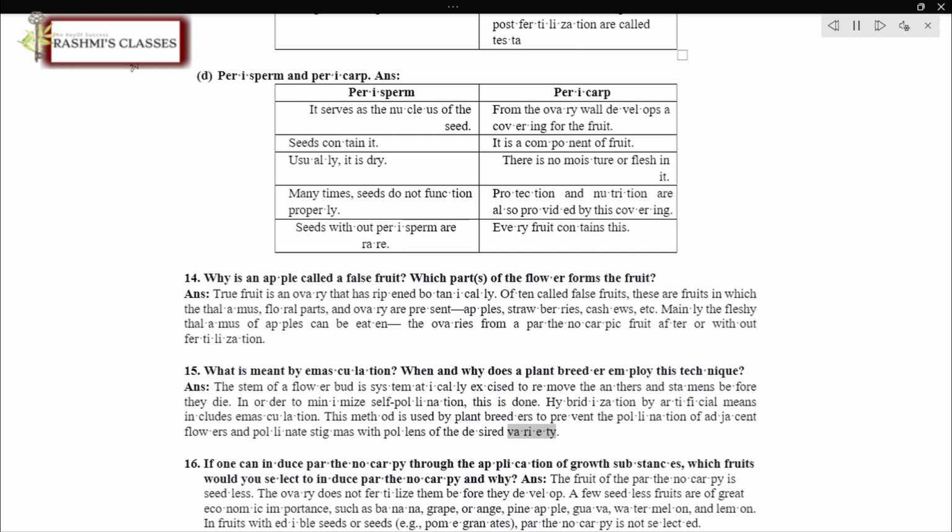If one can induce parthenocarpy through the application of growth substances, which fruits would you select to induce parthenocarpy and why? Ans. The fruit of parthenocarpy is seedless. The ovary develops into fruit without fertilization. A few seedless fruits are of great economic importance, such as banana, grape, orange, pineapple, guava, watermelon, and lemon. In fruits with edible seeds, for example pomegranates, parthenocarpy is not selected.